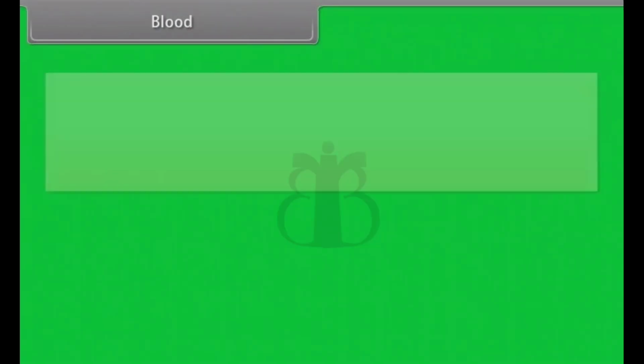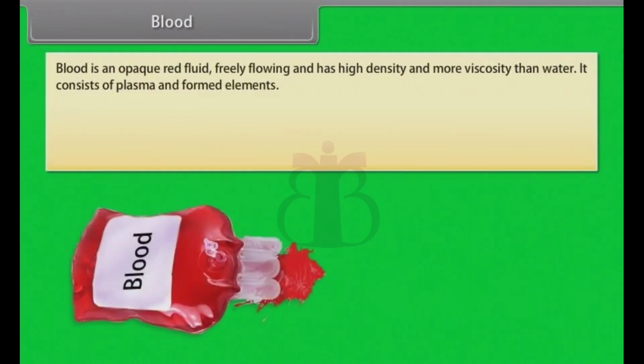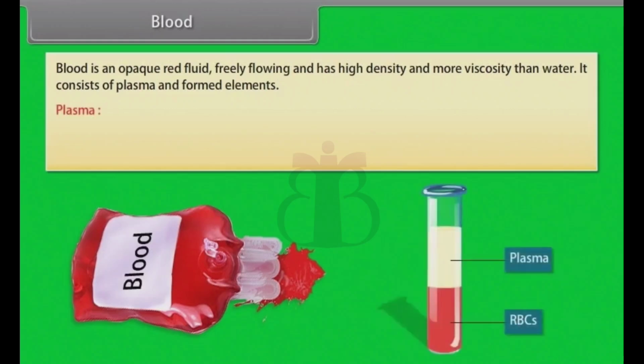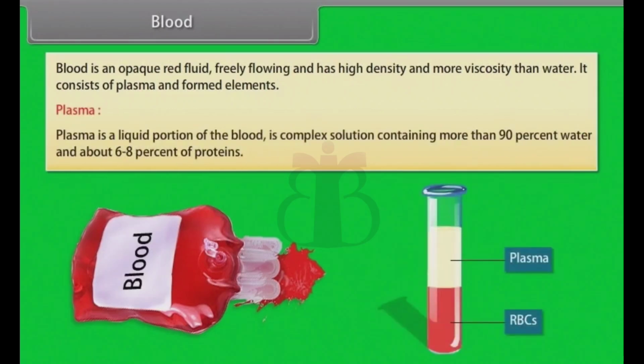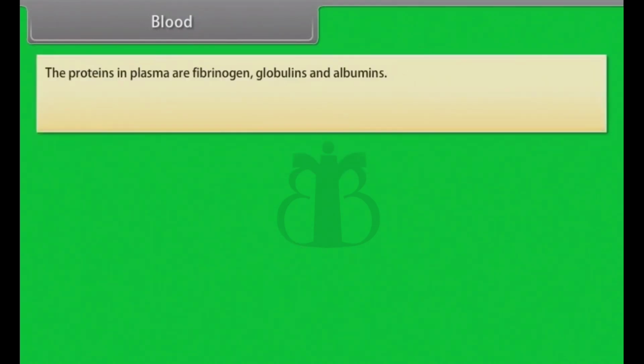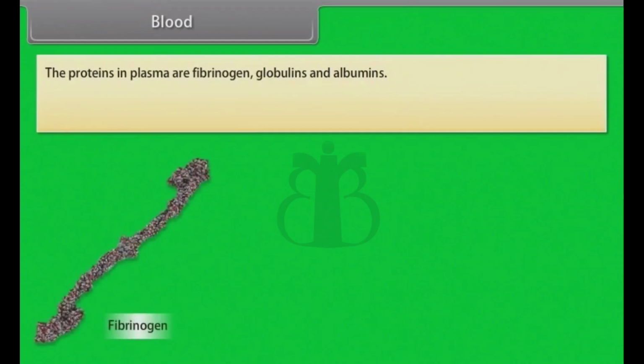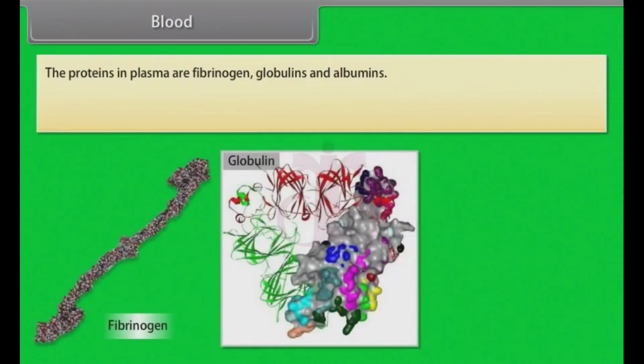Blood. Blood is an opaque red fluid, freely flowing, and has high density and more viscosity than water. It consists of plasma and formed elements. Plasma. Plasma is the liquid portion of the blood, a complex solution containing more than 90% water and about 6 to 8% proteins. The proteins in plasma are fibrinogen, globulins and albumins.